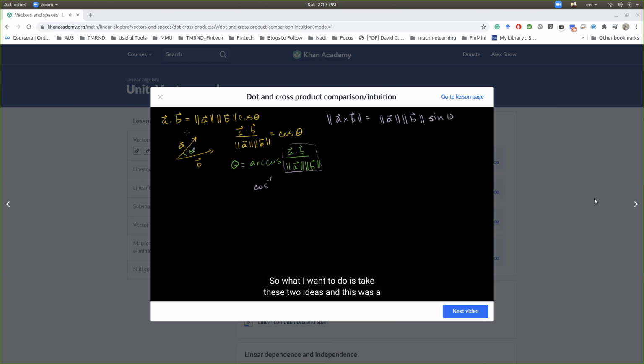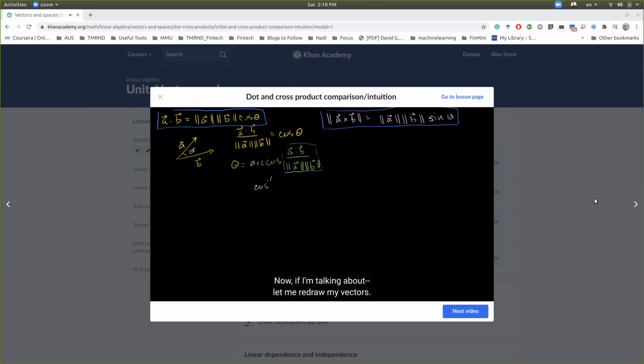So what I want to do is take these two ideas, and this was a bit of a diversion there, just to show you how to solve for theta, because I realized I've never done that for you before. But I want to take this expression up here and this expression up here and see if we can develop an intuition, at least in R3, because right now the cross product of two vectors is only defined in R3. I've done a very similar video in the physics playlist where I compared the dot product to the cross product. Now, let me redraw my vectors.